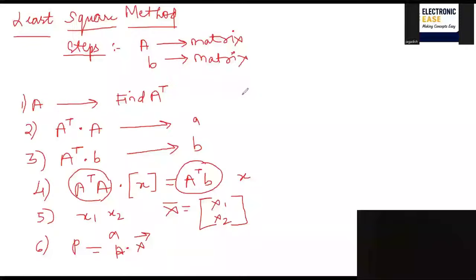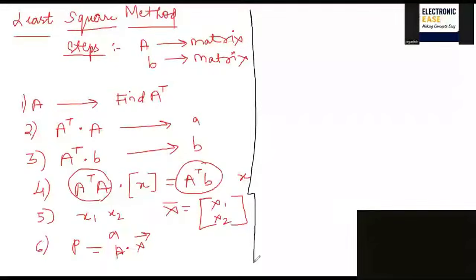So write down. Finish writing. Vaishnavi, finish writing. Any doubts? These are the steps involved in least square method. So we'll solve the problem so that you identify.